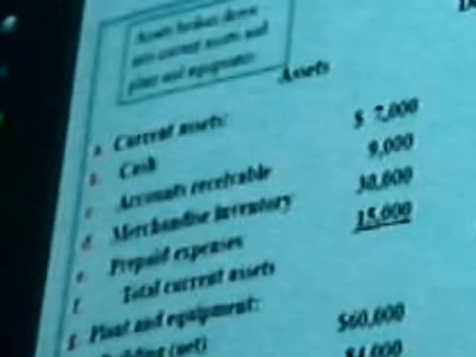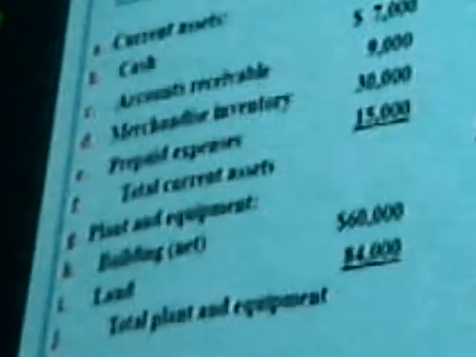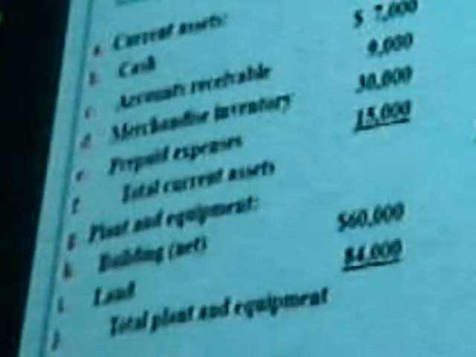Okay, prepaid, any account, these are all accounts. Any account that starts with the word prepaid is an asset. All this means is that we paid our expenses ahead of time. Does that make sense? So we have a claim to those services because we prepaid for them. Just like prepaid rent.